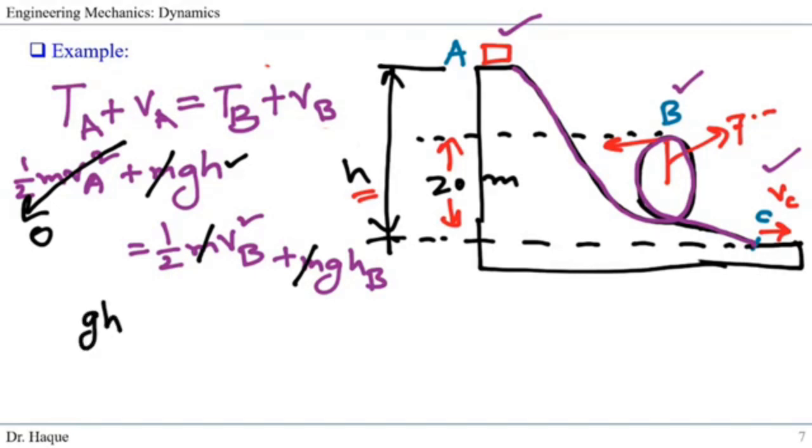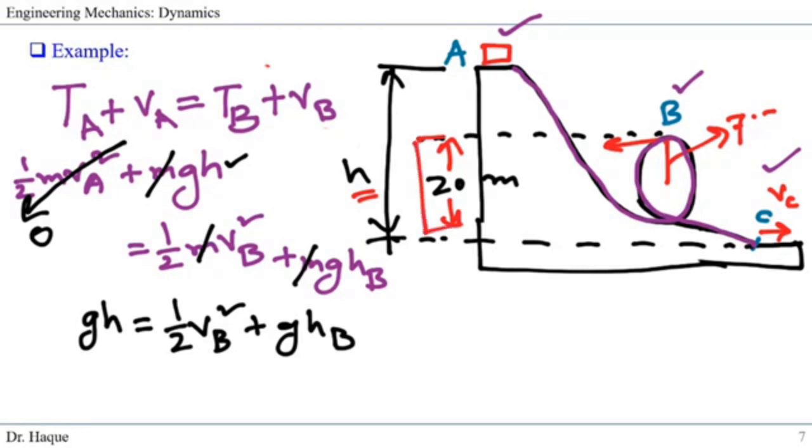And if we write down half VB square plus g HB, HB here in this equation is the height of B, which is known as 20. So we know this is 20. We know g, we don't know VB, we don't know H. So we need to find either one of them to activate this equation.